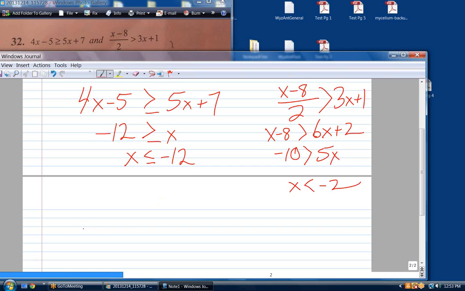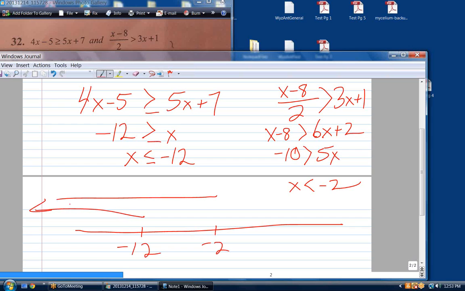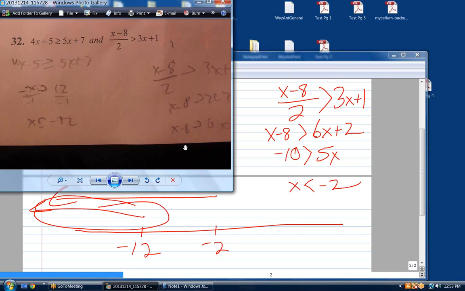Okay, so if both of these are true, here's our minus 12, here's our minus 2, x is less than that, x is less than that. What's our answer? x is less than negative 2. Yeah, because that is inclusive of this. We don't need to repeat that.